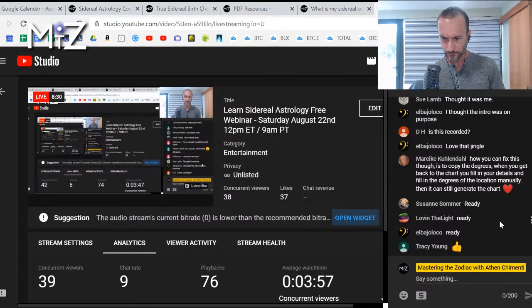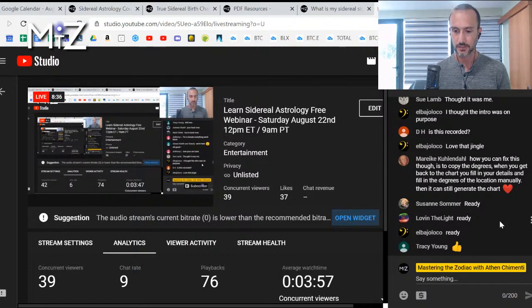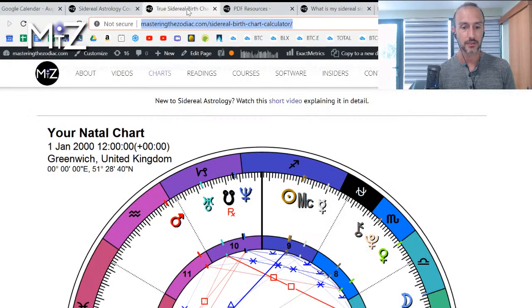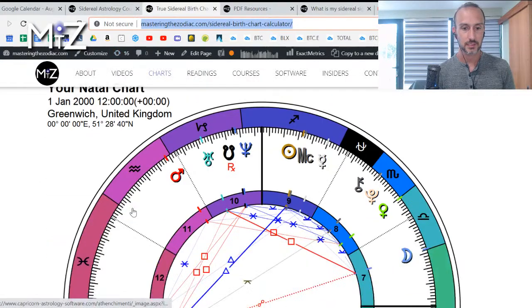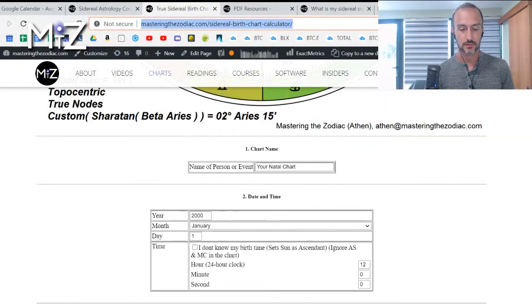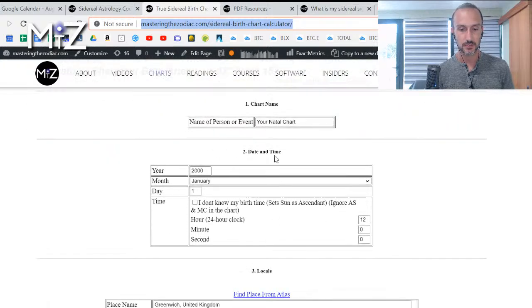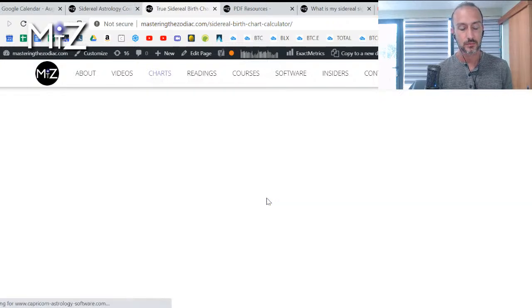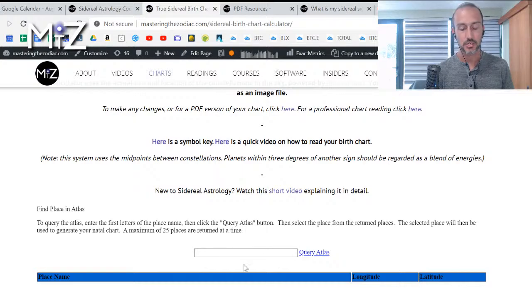Marika has a question: how can you fix this, is it to copy the degrees? When you get back to the chart, you fill in your details and fill in the degrees? No, don't fill it in manually. It may have cut out when I was explaining this. What you want to do is type in your name, type in your birth details in terms of date and time, and then click Find Place from Atlas. This is very important. Click this, Find Place from Atlas. And then from there you'll be able to type in your location.